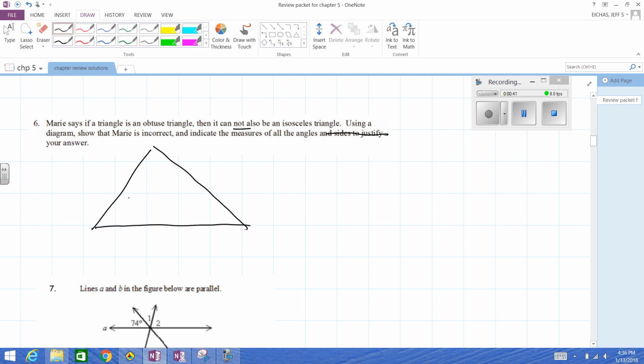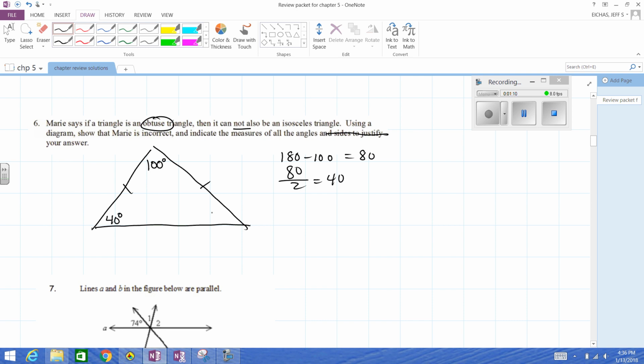So we're going to make these two the same, and we're just going to make this more than 90 degrees to make it obtuse. So the biggest angle is, let's just assume, 100 for a minute. Now, 180 is what it takes to make a triangle. So we've only used up 100. We still have 80 left for two angles. We can divide that by 2 and get 40 apiece.